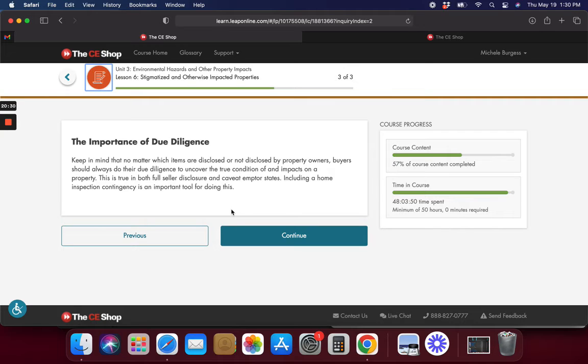All right, the importance of due diligence. This is true in both seller disclosure and caveat emptor states. Including a home inspection contingency is an important tool.